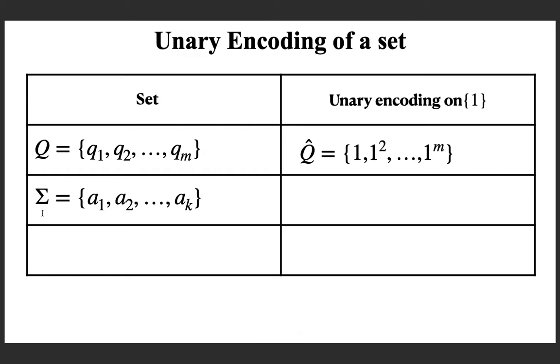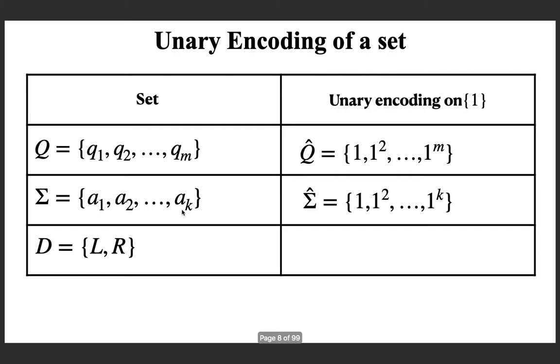Another example: suppose you want to represent the symbols in the input alphabet of an automaton in unary. Again the first symbol is represented as 1, the second as 1 1, and so on, up to 1 to the power k if there are k symbols. And one more example: suppose you want a unary representation of the directions in the direction set, that is left and right. You can represent them using 1 and 1 squared. So 1 represents left, and 1 1 represents right.